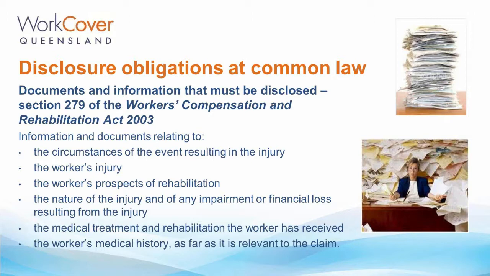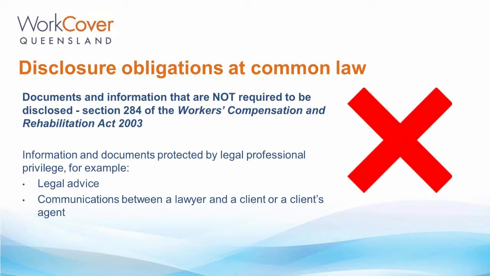The other type of document or information that does not need to be disclosed to the parties is information or documents pertaining to a reasonable suspicion that the injured worker is or may be defrauding or attempting to defraud WorkCover Queensland. An example of such information may be surveillance footage. This information is not to be disclosed to the parties, but instead is to be provided to the regulator if there is a reasonable suspicion of fraud.